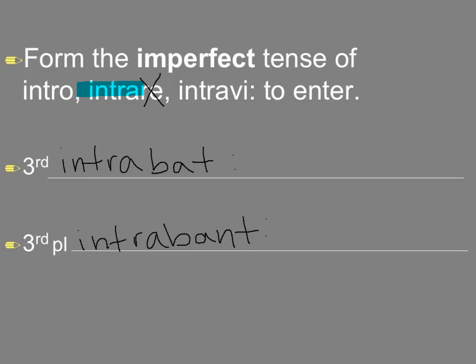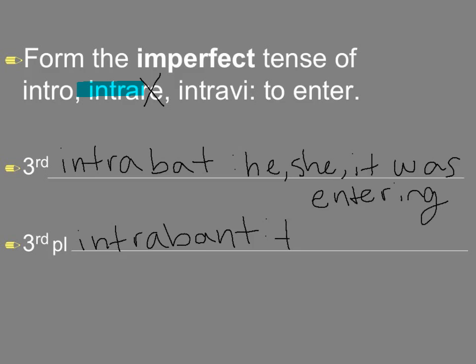Then when I translate it, since we don't have a nominative here, it'll be he, she, and it. The overall verb meaning is to enter, so I know imperfect tense is translated as was or were blanking. So this is going to be was entering. And then for intrabant, I'm going to have they were entering.